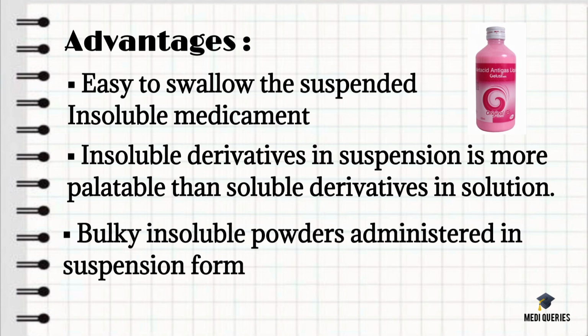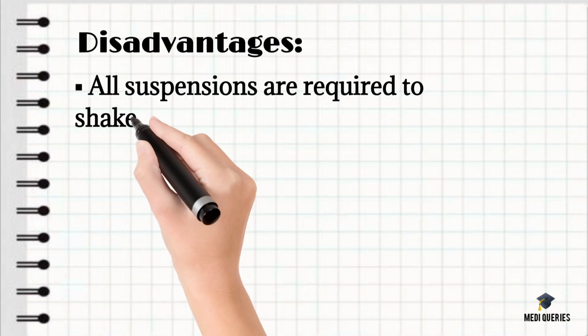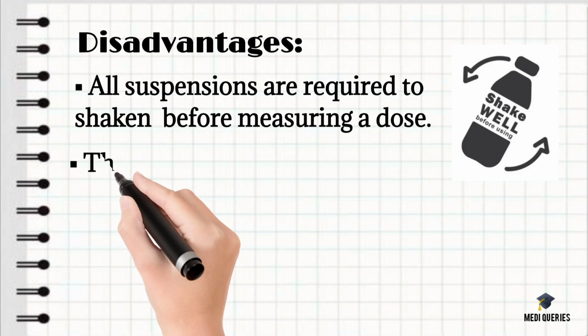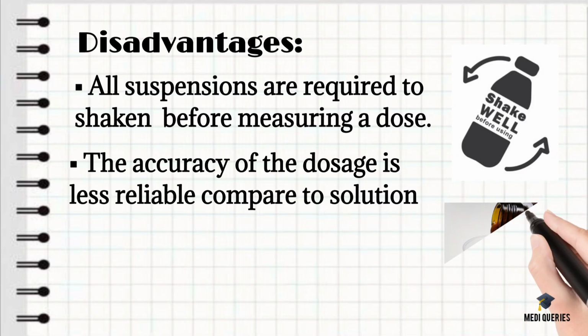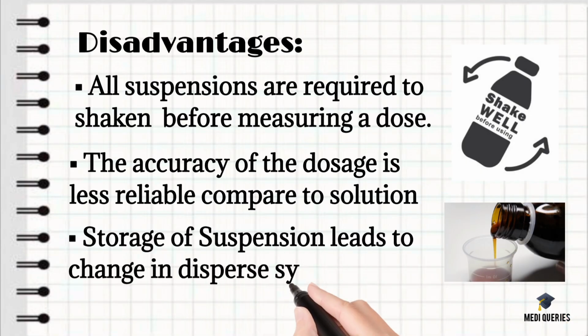Now let us see some disadvantages of these suspensions. All suspensions are required to be shaken before measuring a dose. The accuracy of the dose is less reliable as compared to solutions. The storage of suspensions may lead to changes in the dispersed phase, especially when there are fluctuations in temperature. So these are the various advantages and disadvantages of oral suspensions.